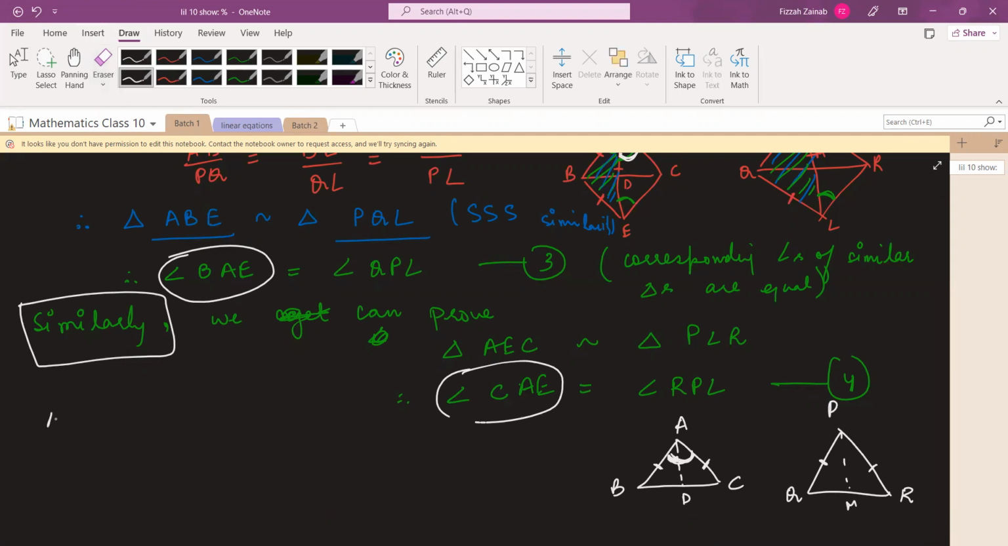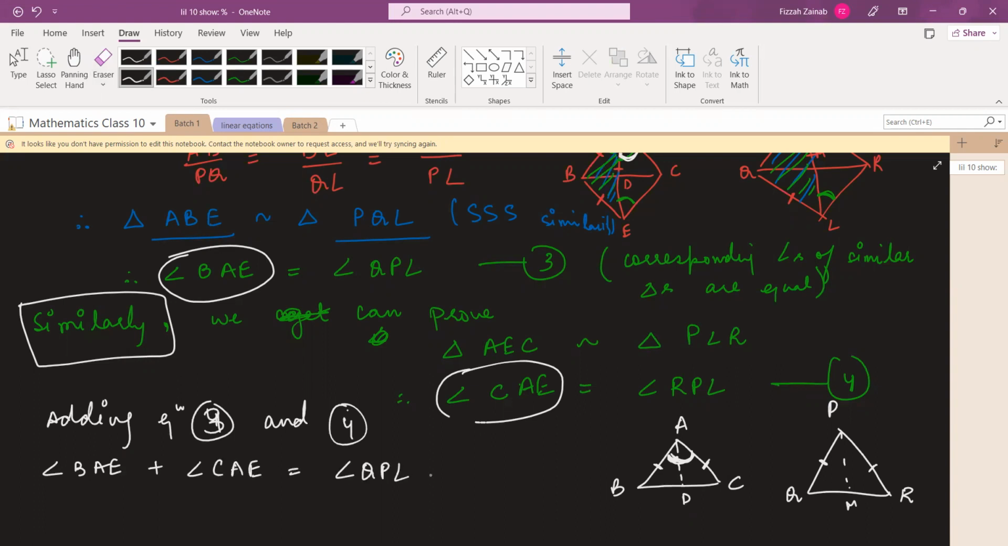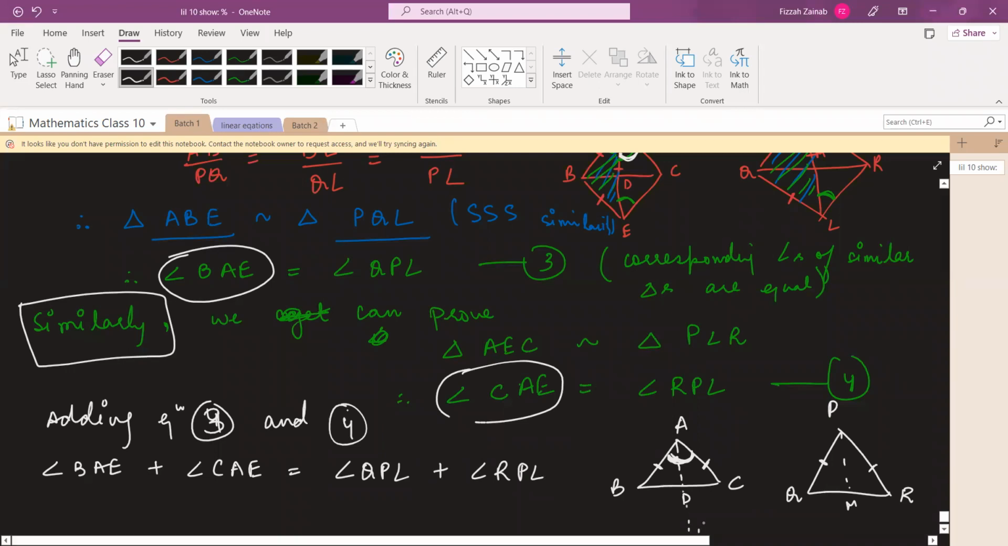Okay. So now adding equations 3 and 4, right? Angle BAE plus angle CAE will be equal to angle QPL plus angle RPL. Now BAE, see E was here, so BAE means this angle, and CAE means this angle. So I get the complete angle BAC, correct, Martin?